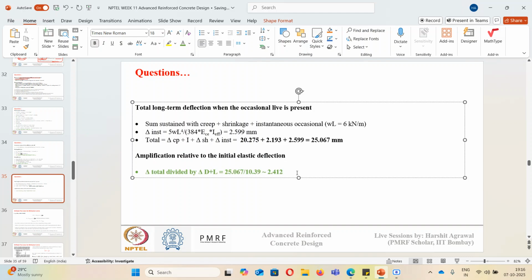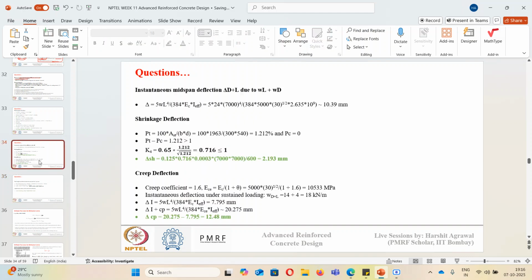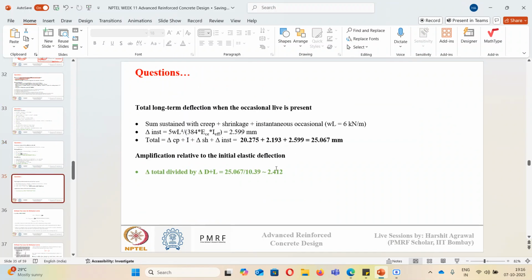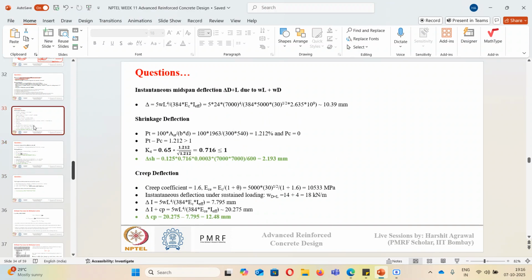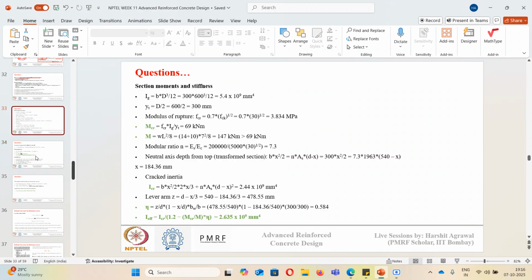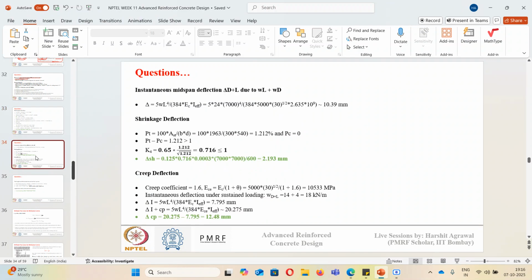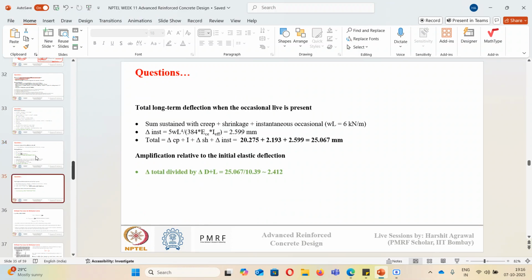That is why we check for creep and shrinkage effects, so that we can see that the deflection that actually occurs in a reinforced concrete section is far greater than the deflection that is initially there. This is how we approach the problem. There were multiple parts that we covered. We calculated the stiffness, and the deflection due to instantaneous loading, shrinkage, creep, occasional loads, and the ratio. Any part of this can come in exams or in assignments.